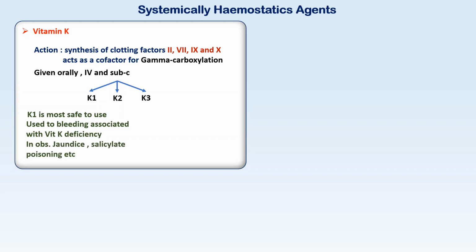This K1 can be used in bleeding associated with vitamin K deficiency, in obstructive jaundice where it is given as parenteral, and it is given routinely to the neonates to prevent bleeding, as the intestinal flora necessary for the synthesis of vitamin K is not developed in these neonates, and it can be also used in salicylate poisoning.